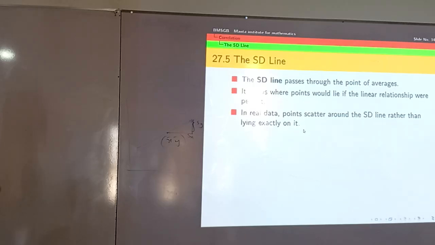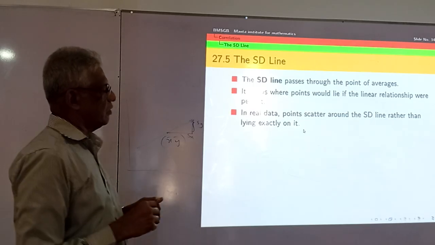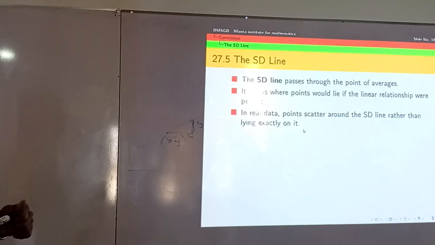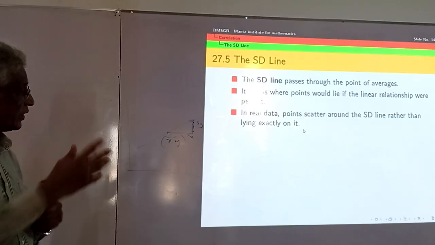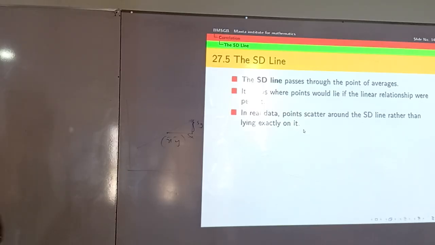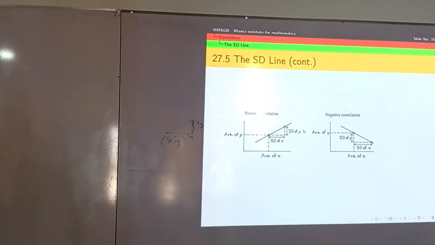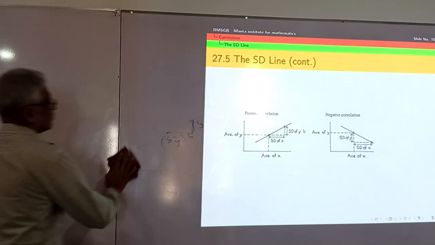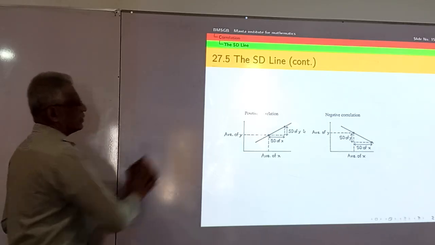But of course, in practice, in almost all situations, we have the absolute value of r less than 1, therefore the points will be around the SD line rather than on the SD line. Right. So these are the SD lines when you have positive or negative relationships.